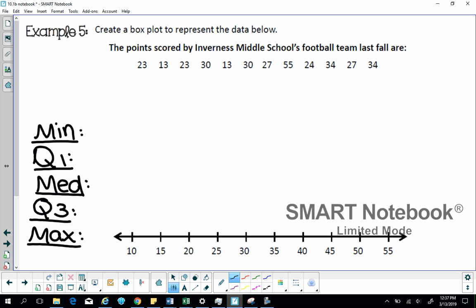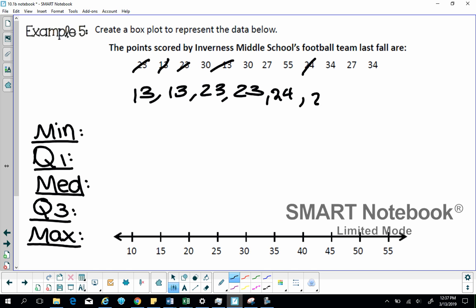So what's the smallest number here? 13. It's in that purple thing, right under your calculator. Open it up to box plots. What's the next one? Another 13. Next one. 23. There's 2 of them. Next one. 24. Next one. There's 2 of them. Next one. 30. Next one. 34. And then the last one.